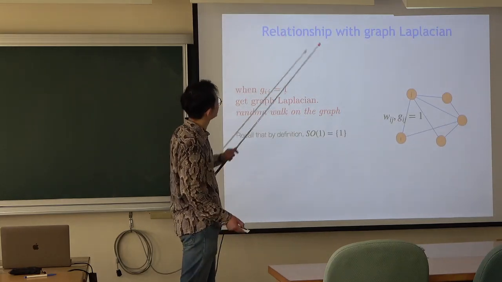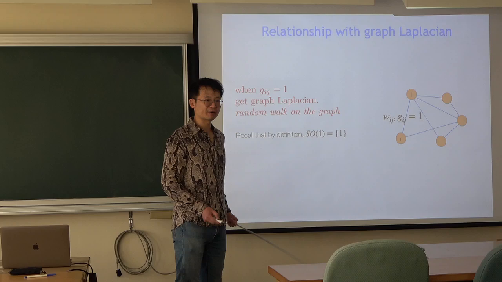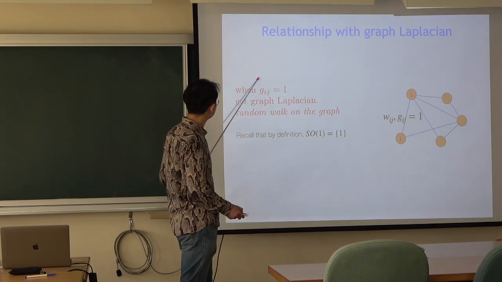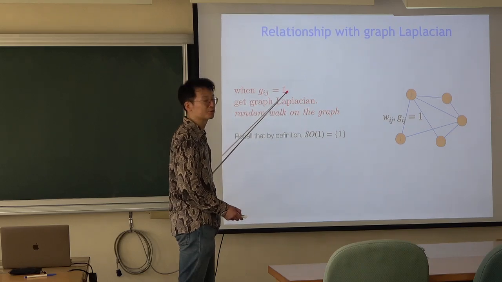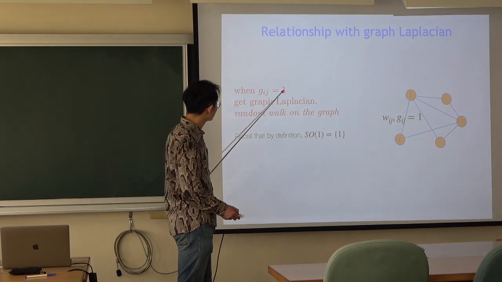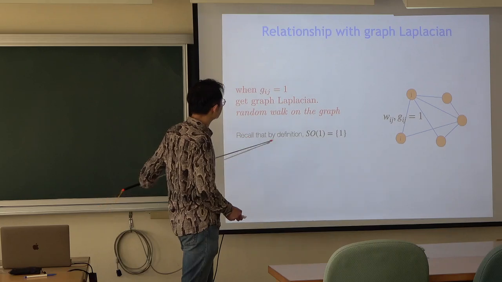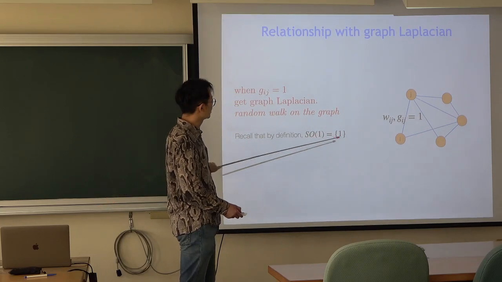Then this is what I mentioned about the relationship with the graph Laplacian. Suppose Gij is 1. All Gij is 1. Every Gij is 1. And what is 1? Just remember, by definition, SO(1) is just the identity.